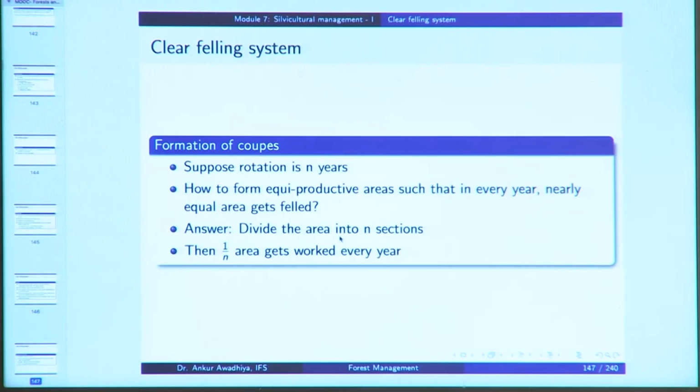Now, there is the formation of coupes. Now, a coupe is, if you have a rotation of n years and you need to form equiproductive areas, so that in every year roughly equal area gets felled, then you divide the area into n sections and 1 by nth of the area gets worked each year, and these are the coupes.